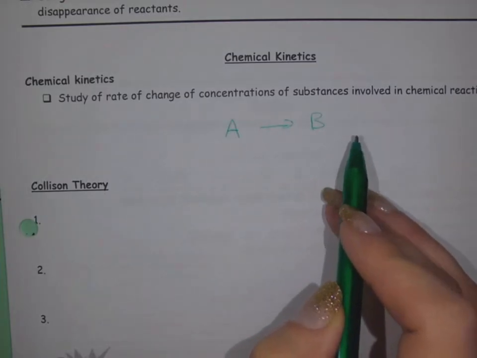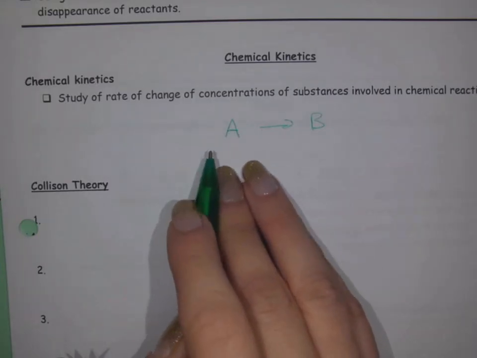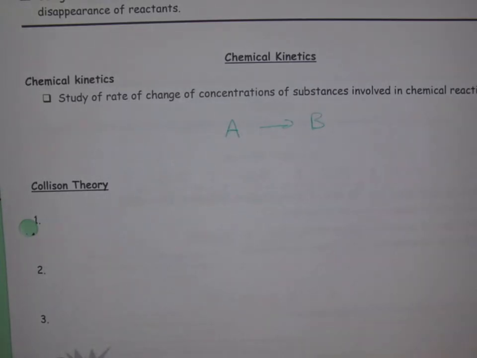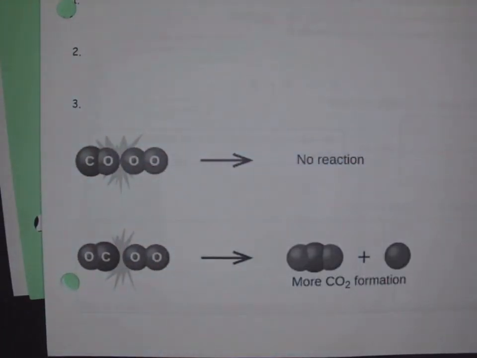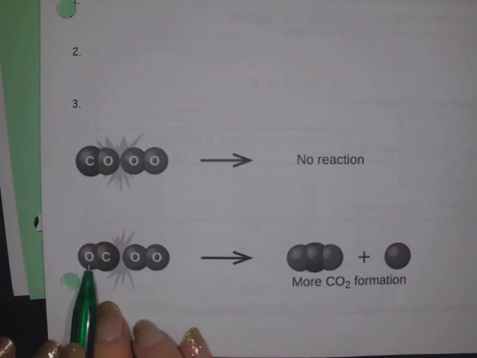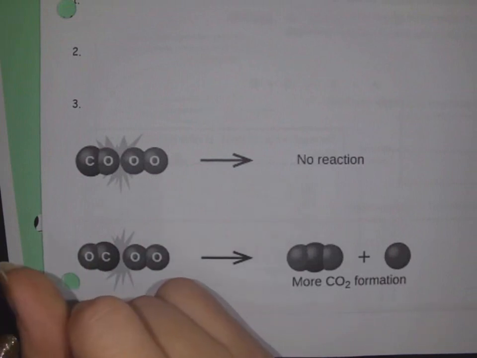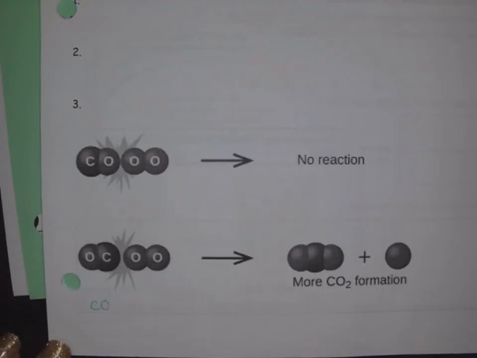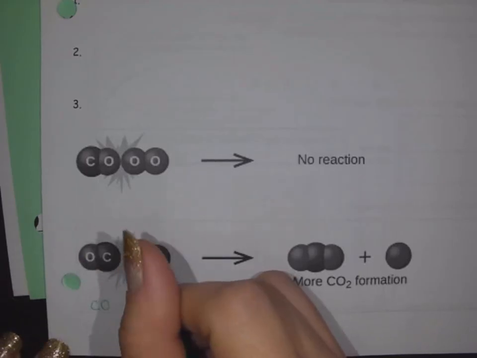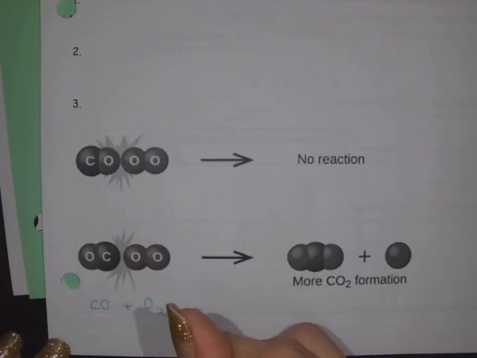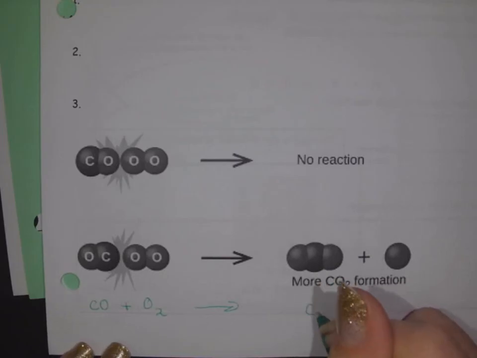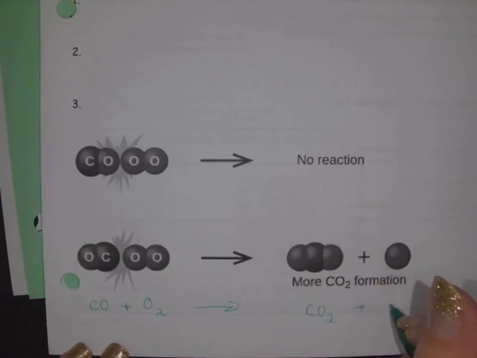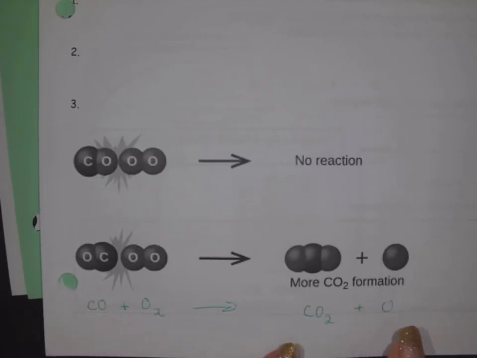But how does this happen? How does our A thing turn into our B thing? That's what collision theory is. So let's look down here. Here's an example of what I mean. If we have carbon monoxide react with oxygen, O2, one potential reaction for this is CO2, and then we'll have an oxygen that's left over. So how do these reactants turn into these products?